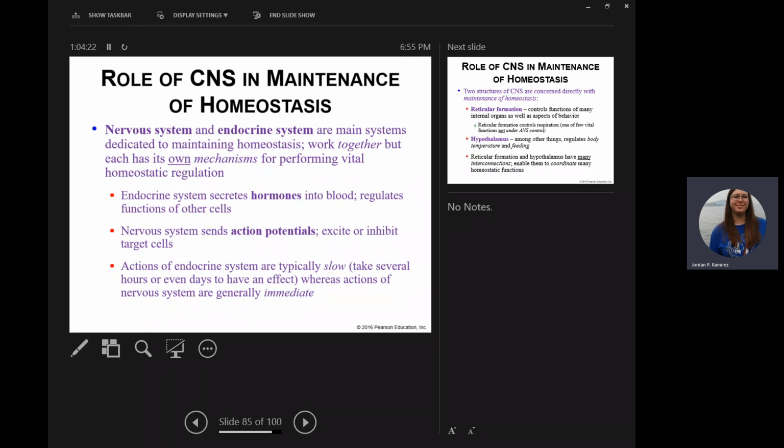So the nervous system sends action potentials. They're going to either excite or inhibit target cells, which are usually very close by. Actions of the endocrine system are typically slow, but they are generally longer acting, whereas the nervous system is almost immediately acting, but tends to have a short duration.